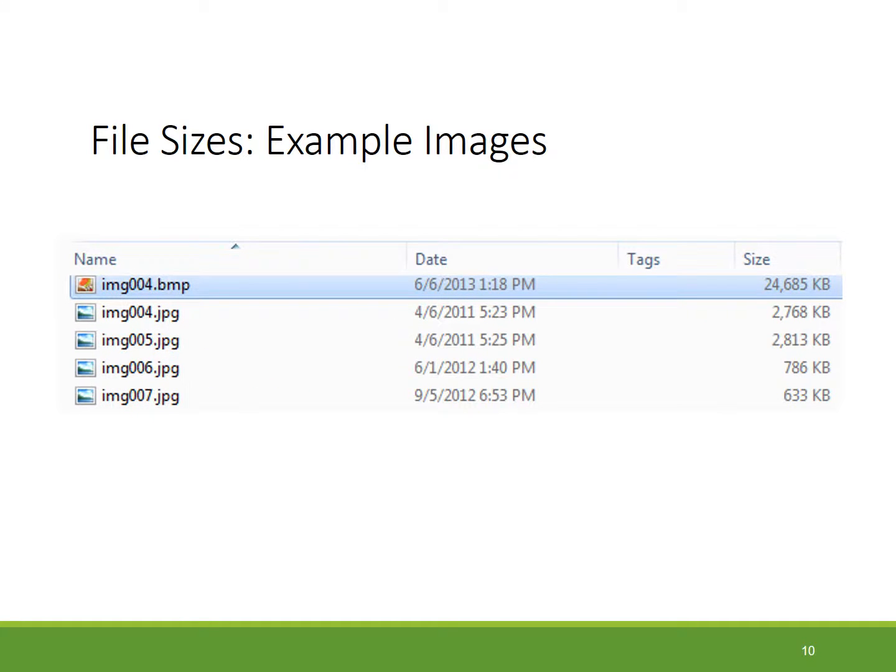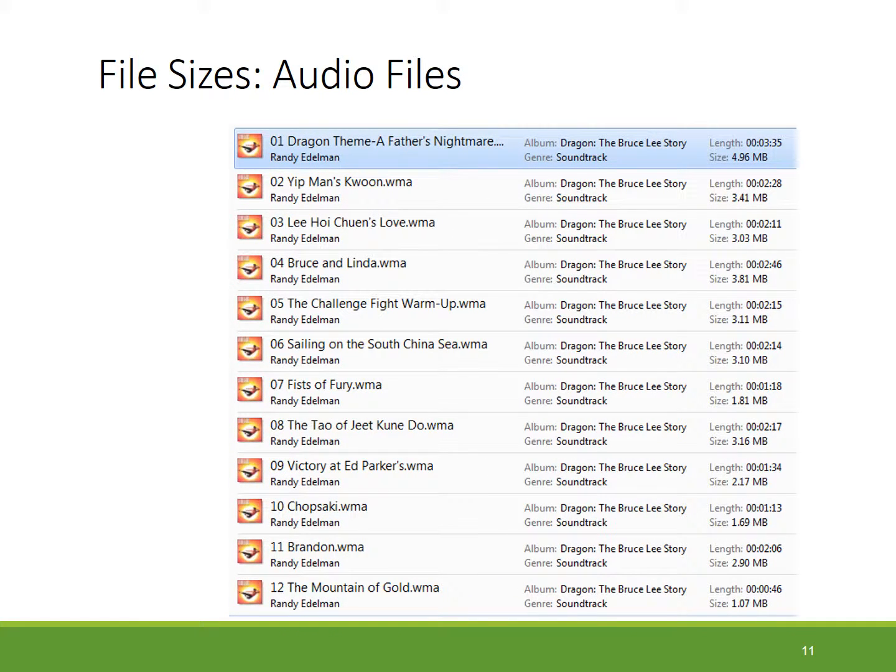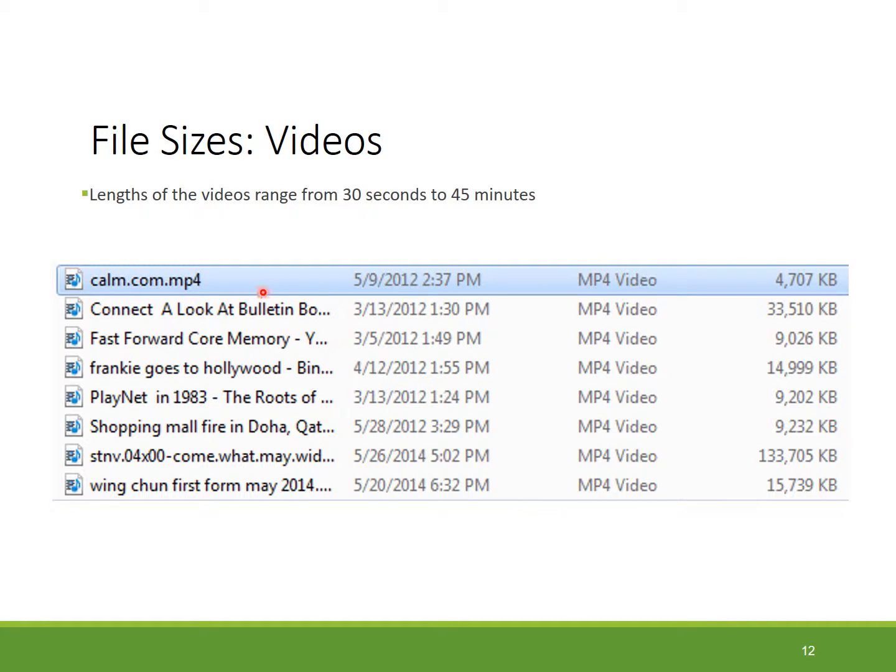Here's a screenshot from somebody's hard drive of images, and you can see there are different image types. We've got the BMP image type or the JPEG image types, which you might have seen from your cameras. Here are the different file sizes relating to those, in kilobytes: 24,685 kilobytes for this single image. Audio file sizes, over here we can see this is 3 minutes and that's 4.9, roughly 5 megabytes. Video file sizes: the lengths of the videos range from 30 seconds to 45 minutes in the next screen that we're about to show here. Here are different images ranging in size from roughly 5,000 kilobytes up to 133,000 kilobytes.